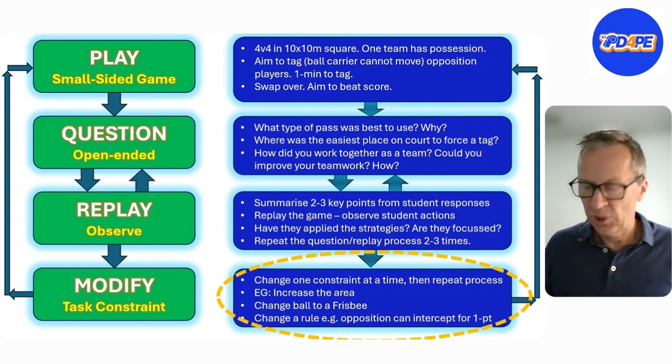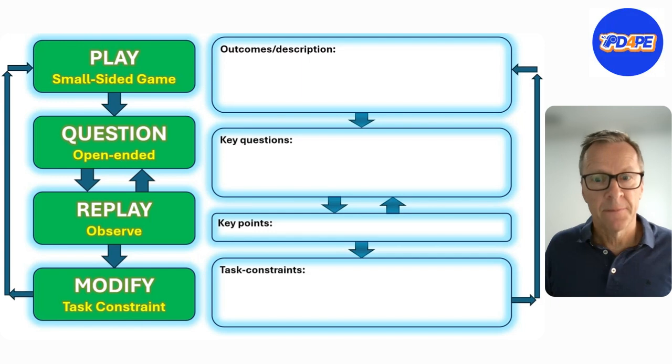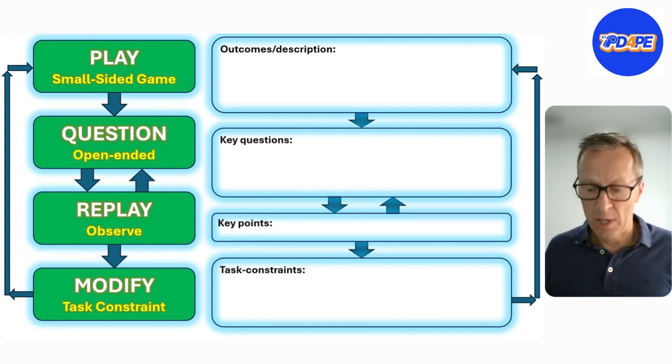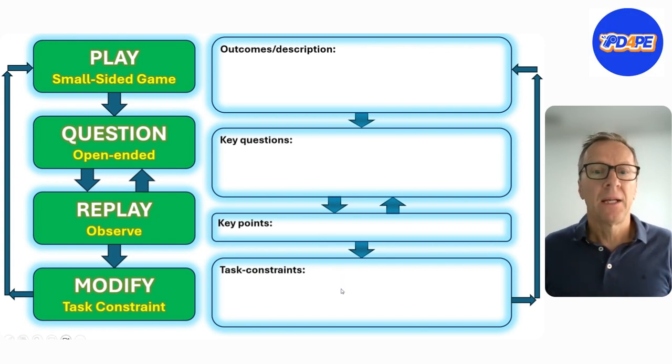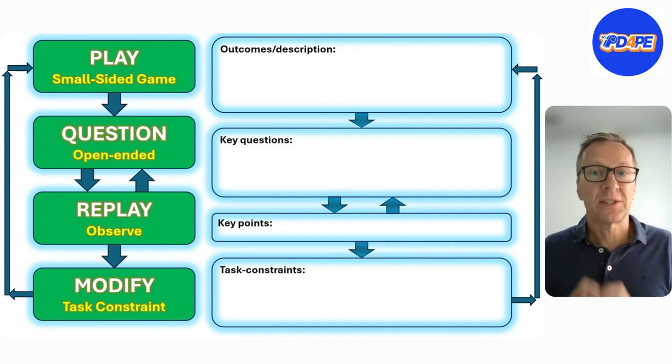Now, later on in the module, I've also provided you with a downloadable blank model, and one of the tasks later in your applied task will be to come up with a game, work out what outcomes you're going to use, come up with 3 or 4 key questions related to the outcomes. You can see it's only a small box that I've left for the key points. That is, you might just put 1 or 2 things that will help you remember how to use it. So it could be, for example, summarize 2 or 3 key student responses. So you could write that within that box there. And then 3 or 4 task constraints. And that is basically your pedagogy for teaching a small-sided game.